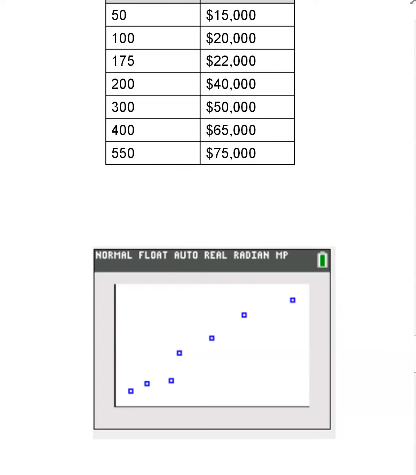So this is just drawing the scatter plot. We are creating the scatter plot. This is what we will use in order to do a little more on correlation coefficient, correlation and linear regression.